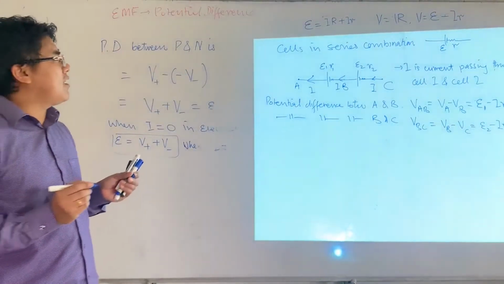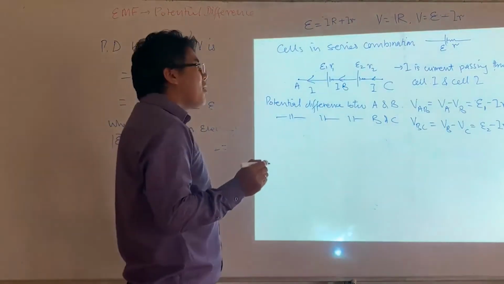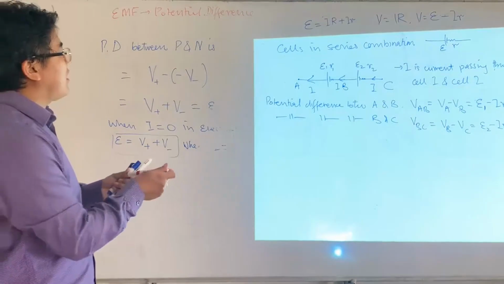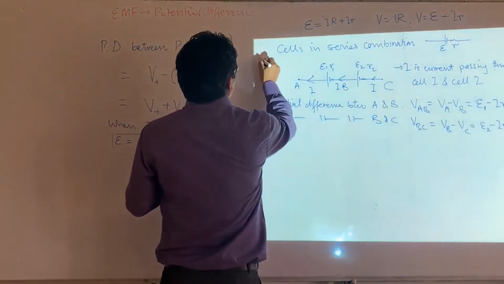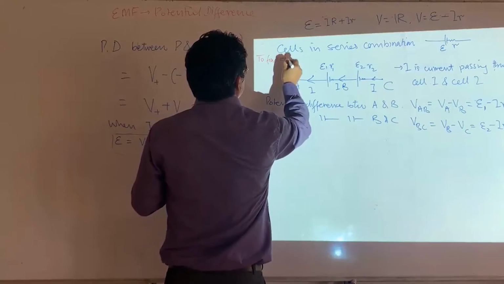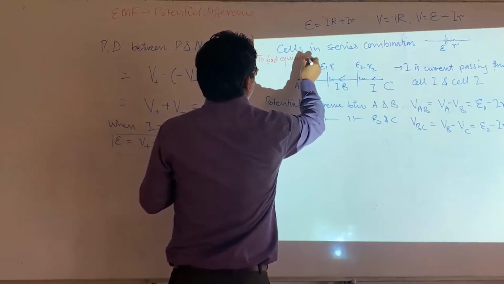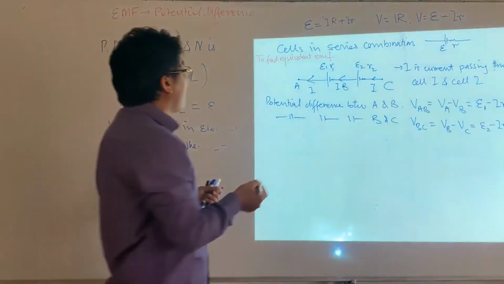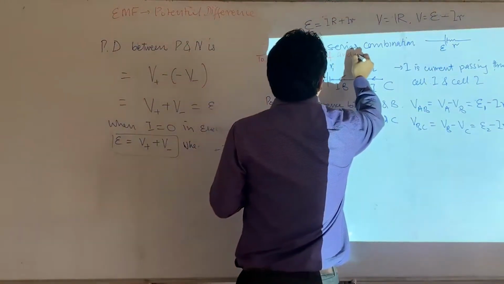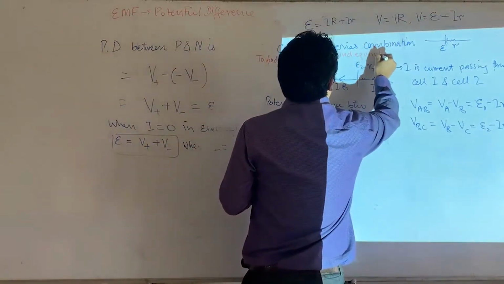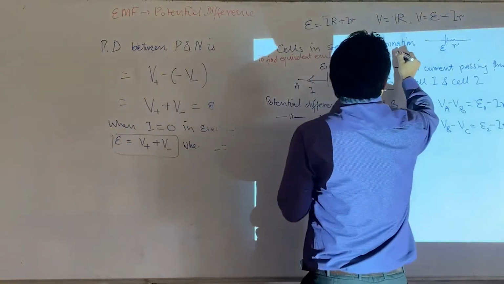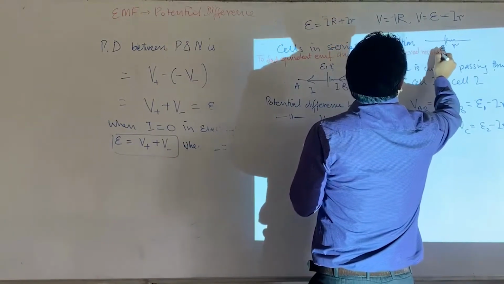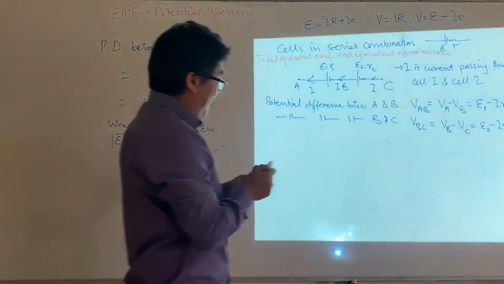The objective here is to find the equivalent EMF. If I combine the two cells, what is the equivalent EMF and the equivalent internal resistance? This is what I am going to find out.